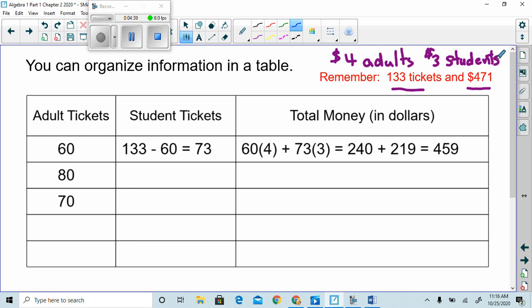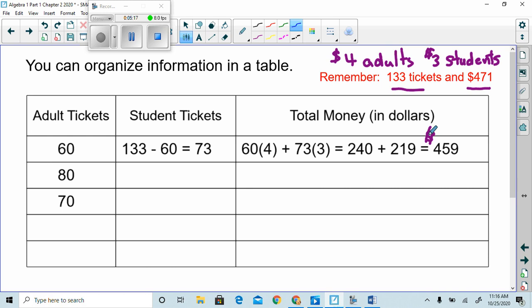So I said, let's just pick a random number. I picked 60. Now, if we have a total of 133 tickets, I'm going to subtract 60 from the total to find out how many student tickets there are. Then I go to calculating the money value. Adult tickets were $4, so 60 times 4 is $240. We found out there were 73 students, so that would be times 3, which is 219, which gives me $459. Remember, we're dealing with money here. It says money total. All right, 459, not quite enough.